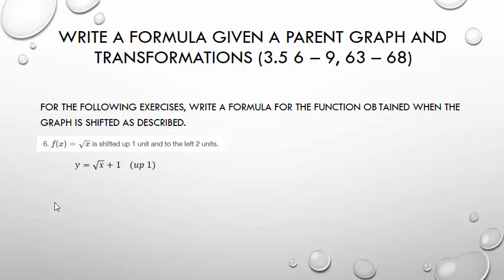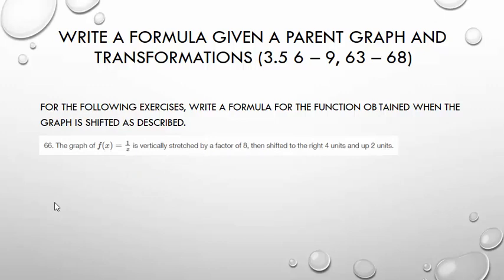If we wanted to go to the left, that's going to be inside. We need to add or subtract to x on the inside. And these are always backwards. Horizontal shifts are backwards. If you want to go to the left, toward the negative side of the number line, you actually have to add. So I replace x with x plus 2. So we get y equals square root of x plus 2, plus 1. And we can't combine the 2 and the 1 because one's inside, one's outside. So there's what we would get, square root of x plus 2, plus 1.